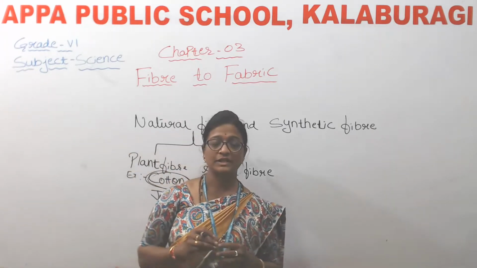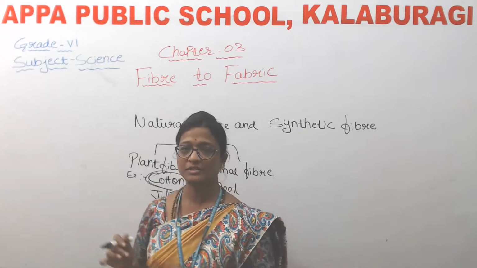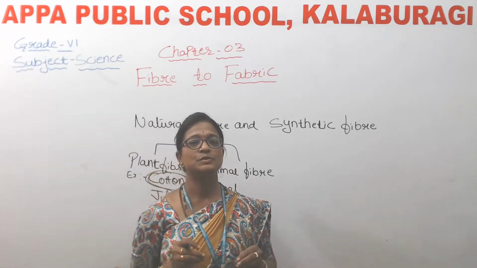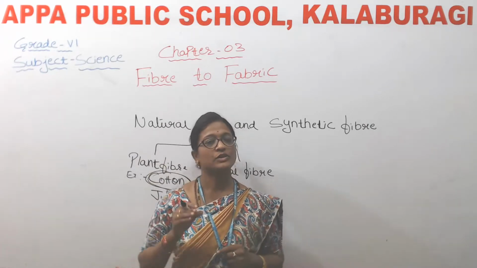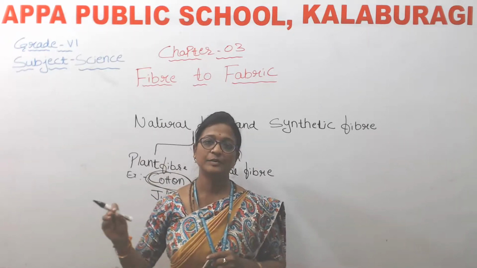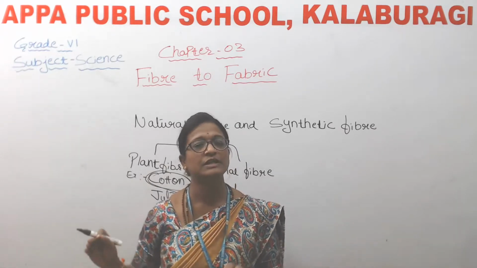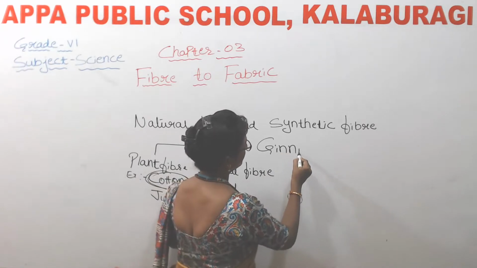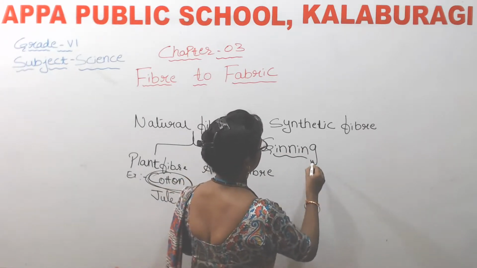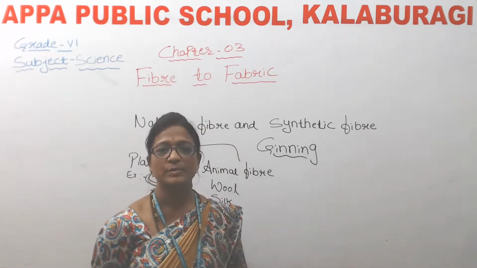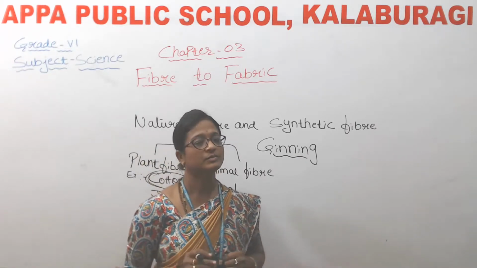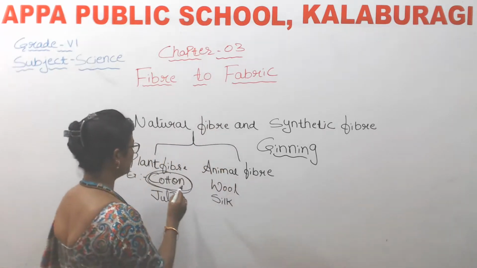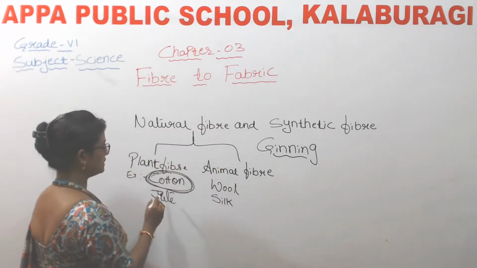Now the cotton which is obtained from the cotton plant, can we use that cotton directly? No, because seeds will be there inside the cotton. So those seeds should be removed or extracted from the cotton. That process is called ginning. The process of separating seeds from the cotton is called ginning. So this is all about how we obtain cotton.